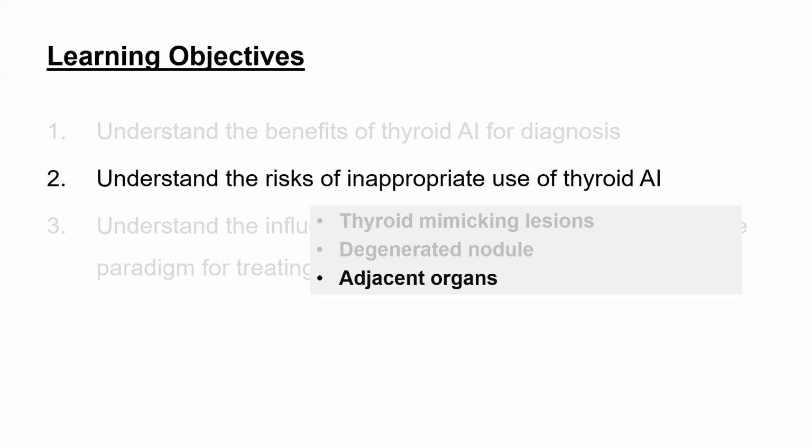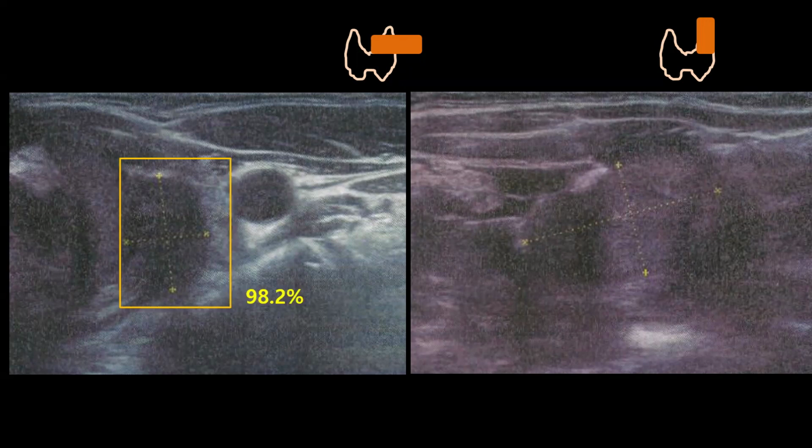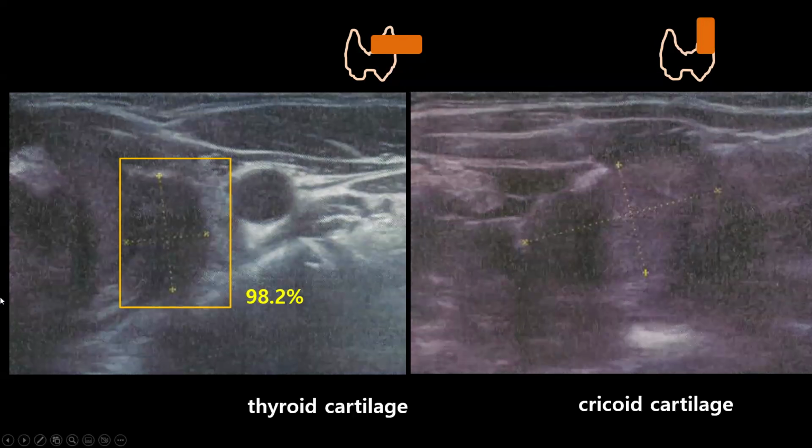Sometimes surrounding structures can be mistaken for a thyroid nodule. This patient was suspected of having a thyroid cancer and was referred for FNA. Its size was measured. The value was so high. The images taken on the transverse and longitudinal scan showed different structures. This is thyroid cartilage and this is cricoid cartilage. This part is the cricoid cartilage seen on the transverse scan.